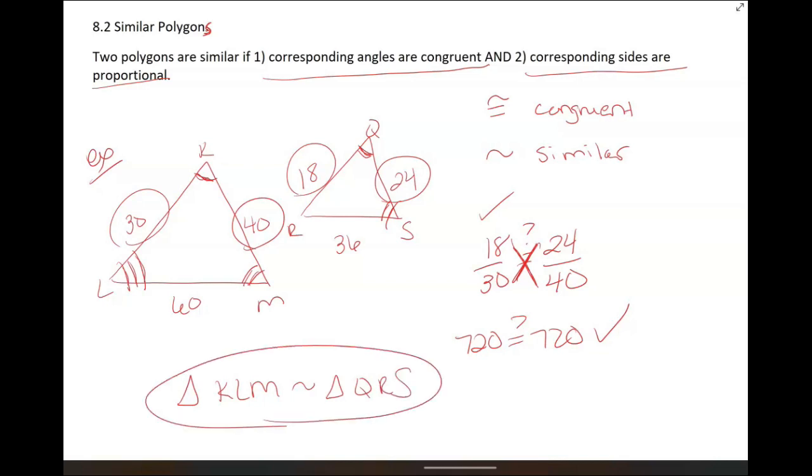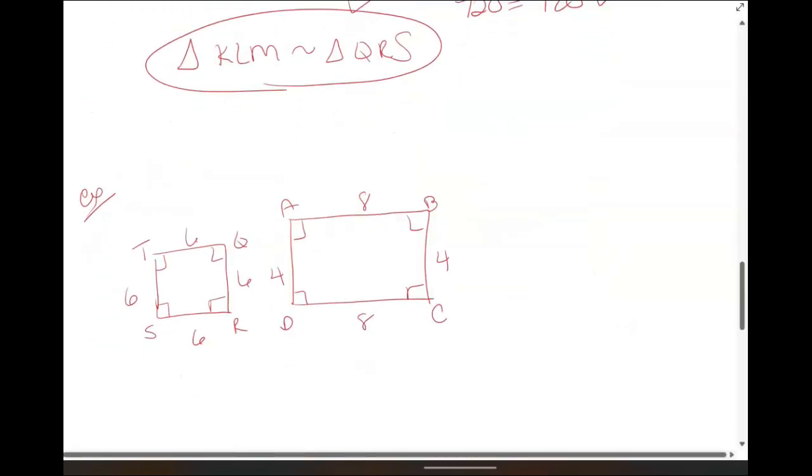All right, so for the shapes that you're checking to see if they're similar, you're checking their angles, you're checking their sides, and then you're writing the similarity statement. Okay? All right, let's look at this guy.